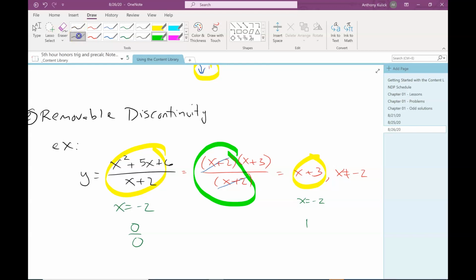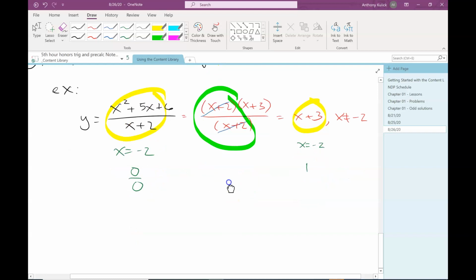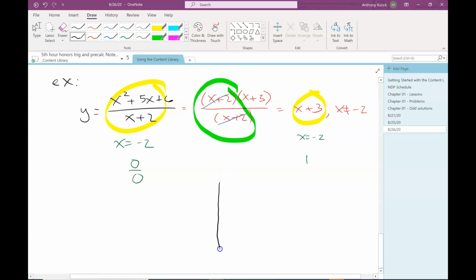You remember vaguely doing this last year, probably in your Algebra 3-4 class when you talked about rational functions. Fourth hour said they remembered this a little bit. Maybe they lied to me.